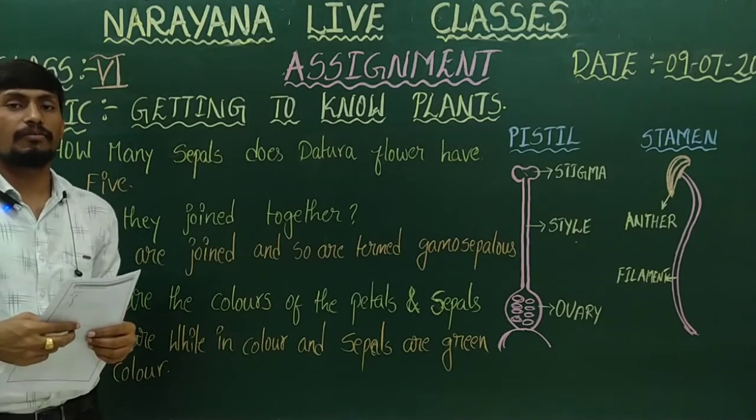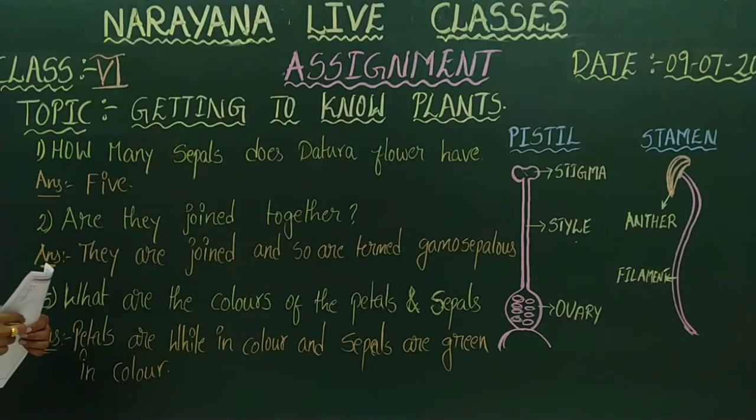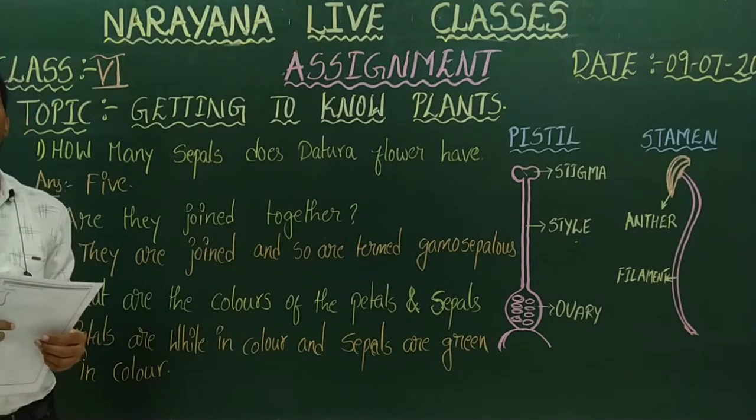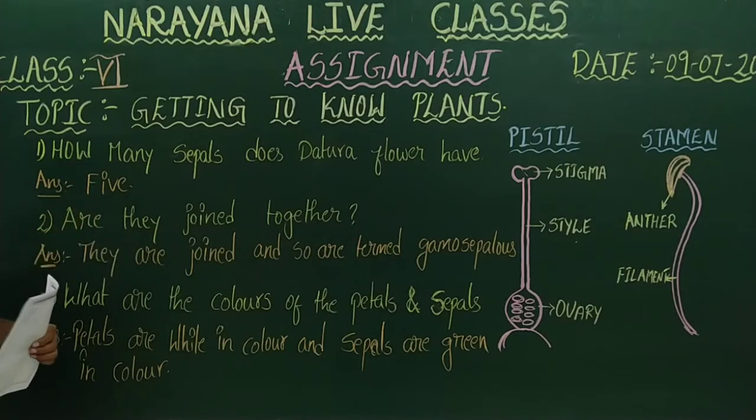So in this assignment, the first question is how many sepals does Datura flower have? So they are asking how many sepals a Datura flower contains. Datura flower contains 5 sepals.